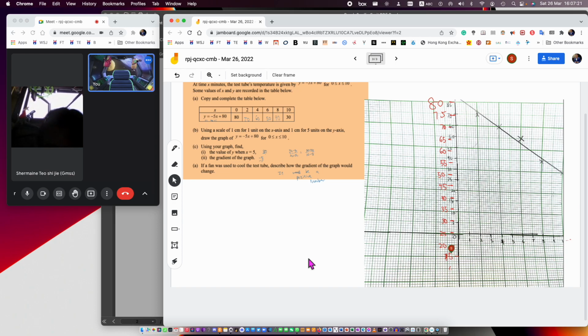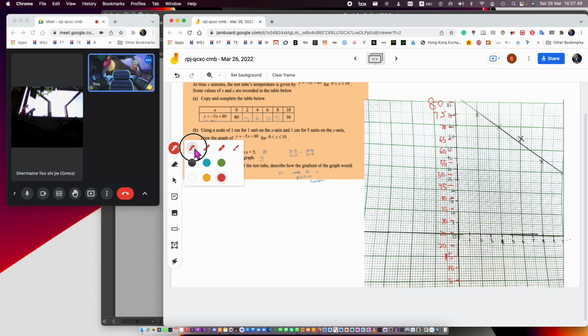This is 15. Yep. 10. Then 5. Okay, yep. You see, still not as good, we still run out of space a little bit. But never mind, just mark it down. 0, somewhere here. How come I cannot write? Okay.